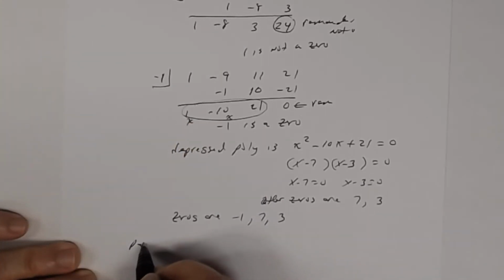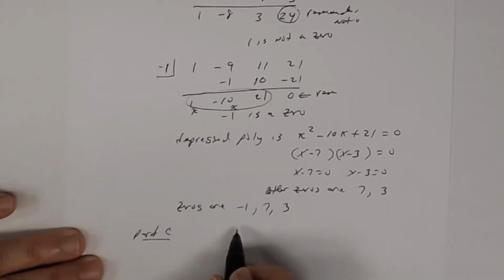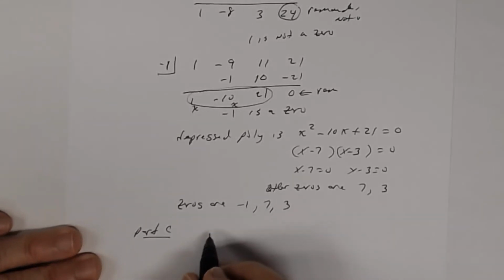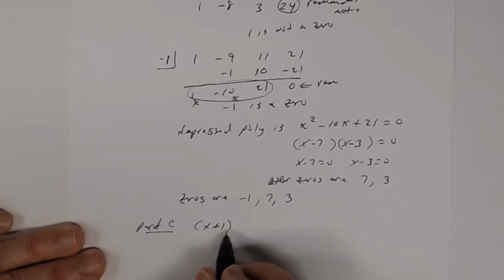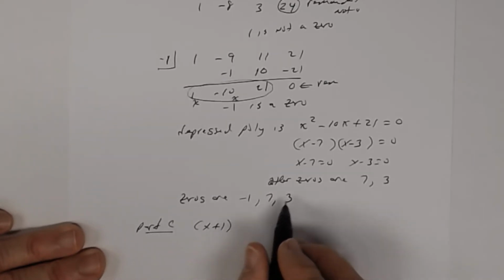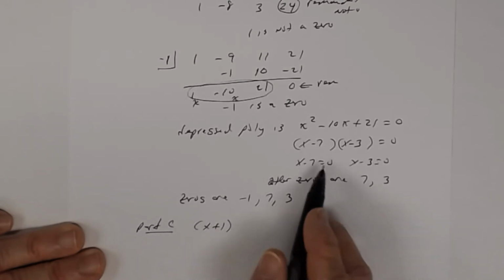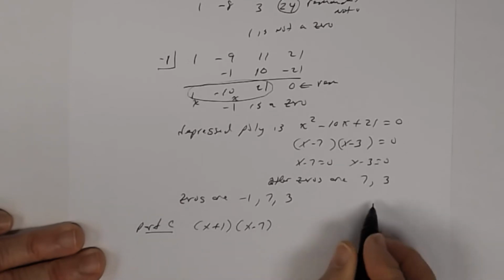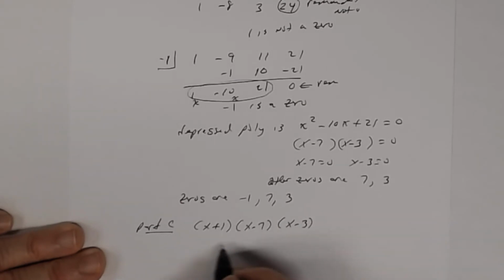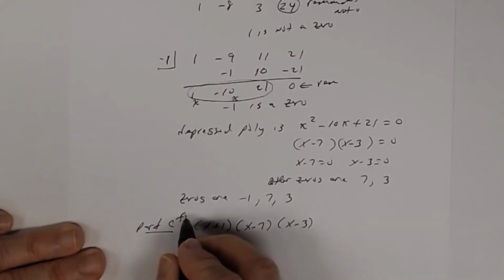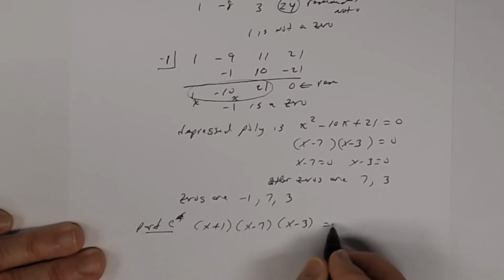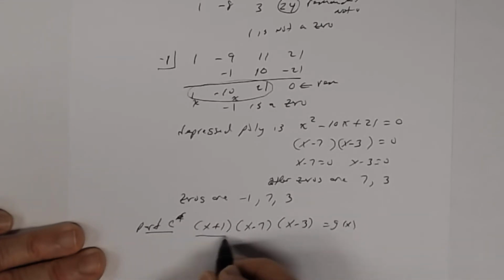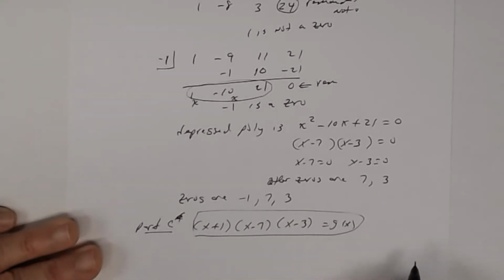And so in part C, you're going to factor. If -1 is a 0, then x plus 1 has to be a factor, because that's how you got -1. You set that equal to 0. If 7 is a 0, you got 7 by saying x minus 7 equals 0, right? So x minus 7. And then the same thing for 3, x minus 3. And oops, I forgot to say g of x equals, so that's equal to g of x. Okay, and so that's it. So that's number 2. All right, let's look at number 3.